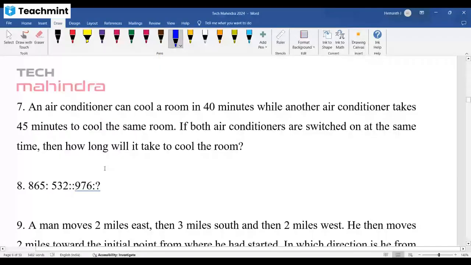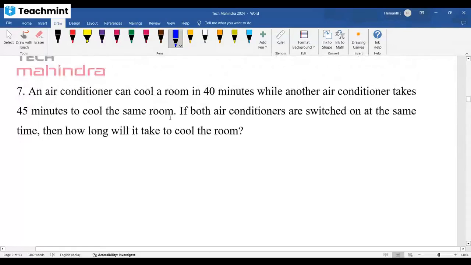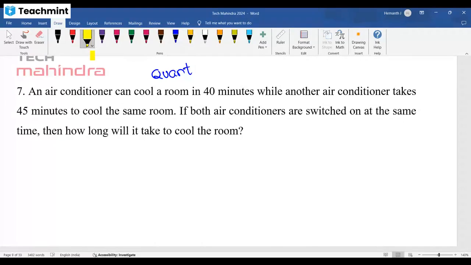Now this is related to quant, 7th question. Basic stuff they have given. So it's like A can complete the work in 40 minutes, B can complete the work in 45 minutes, together. This is a conditioner problem. Conditioner 1 will take 40 minutes, conditioner 2 takes 45 minutes to cool. Both are on. What is the time taken?